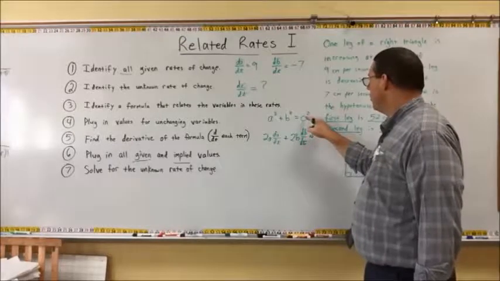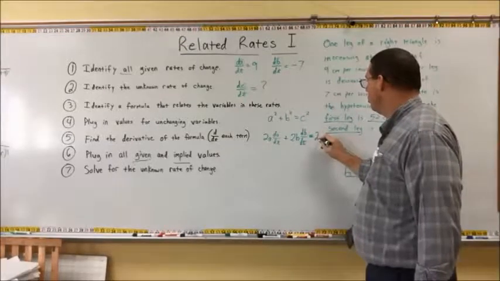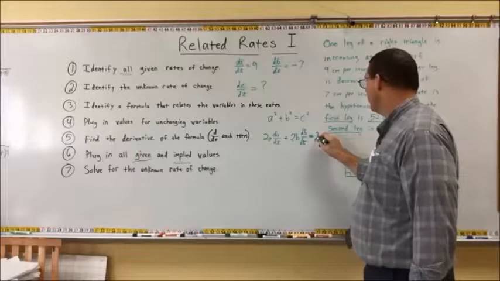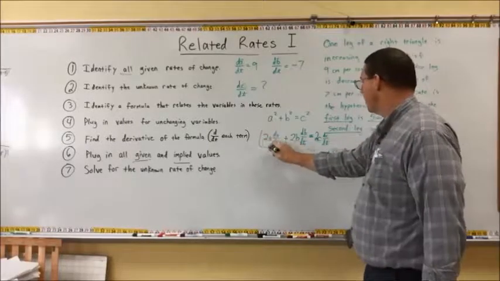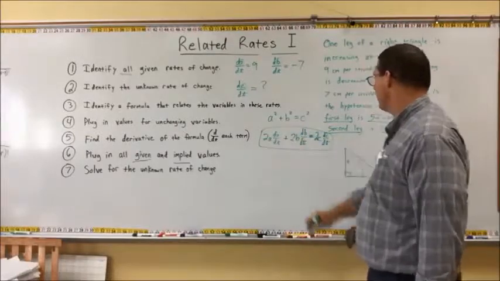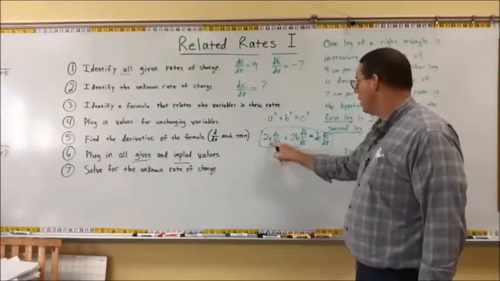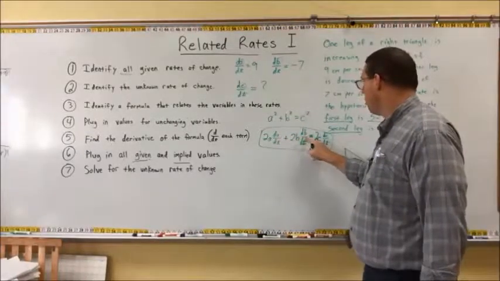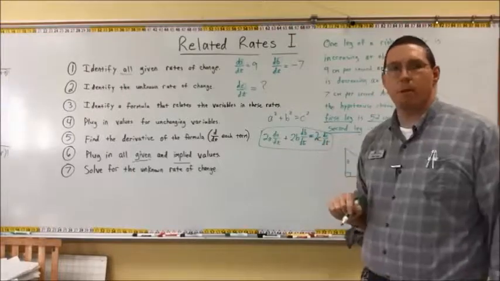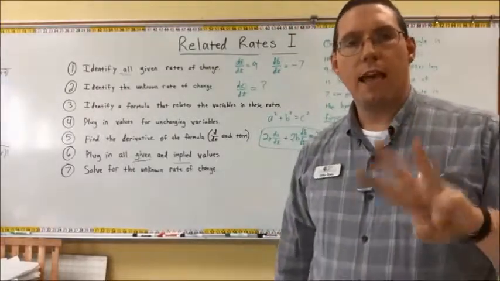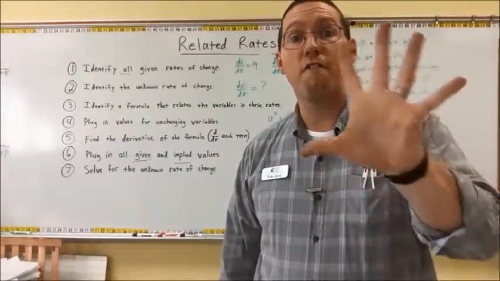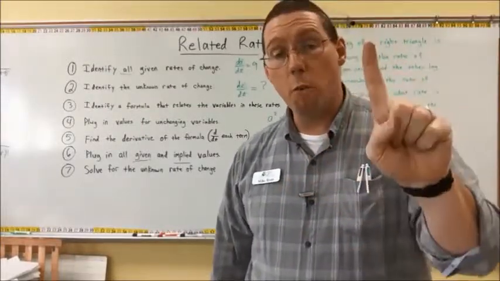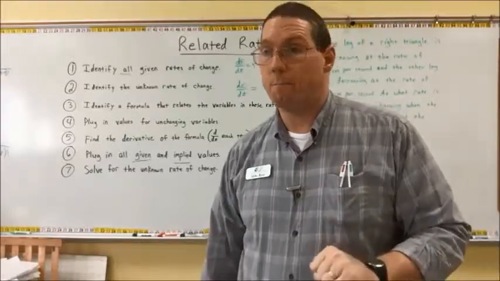Equals, the derivative of C squared is 2C, that's a 2, dC/dt. I'm kind of running out of room, so here's my derivative right here. There's my derivative. And I have 1, 2, 3, 4, 5, 6 variables, 3 lengths and 3 rates of change. And I need to plug in for 5 of them. If I'm going to solve for 1, I need to plug in for 5 of them.